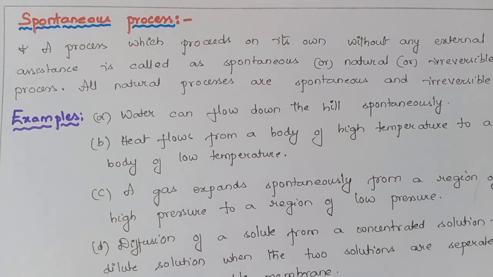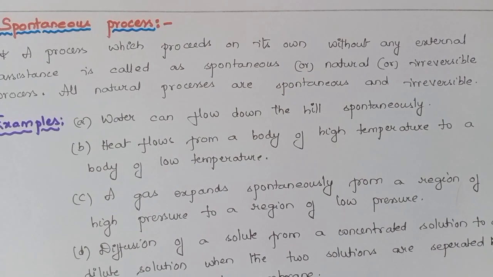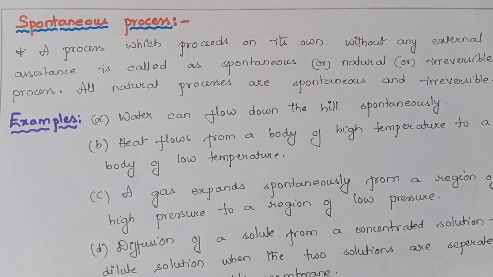Okay, so generally all naturally occurring processes we can call spontaneous and irreversible processes. All spontaneous processes are irreversible, or all irreversible processes are spontaneous. All natural processes are spontaneous. So put the side heading spontaneous process and write the definition, students. A process which proceeds on its own without any external assistance is called a spontaneous or natural or irreversible process.